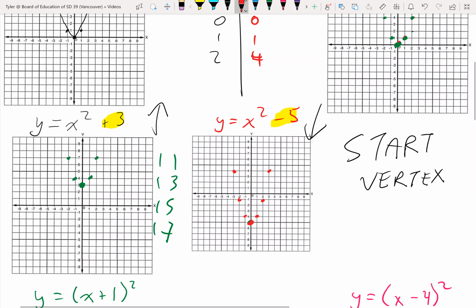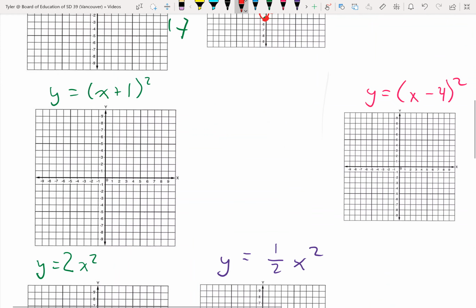I really should be connecting these. I'm just really bad at making it look good. Okay? That's it. That's all we have to do. So when there's a plus or a minus at the end, that's a vertical shift, either up or down.